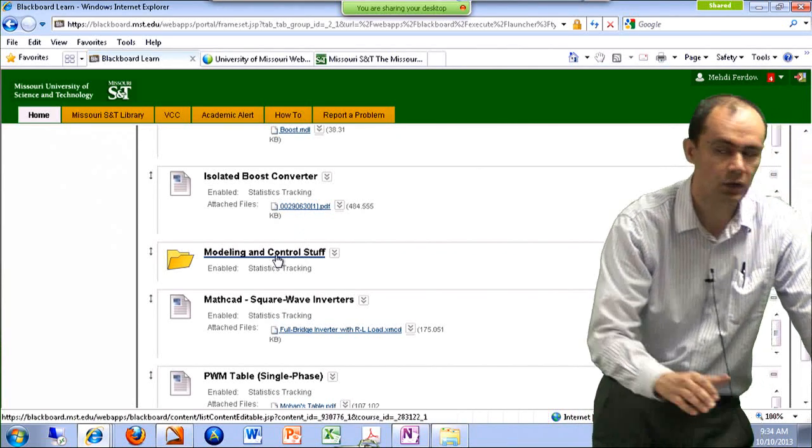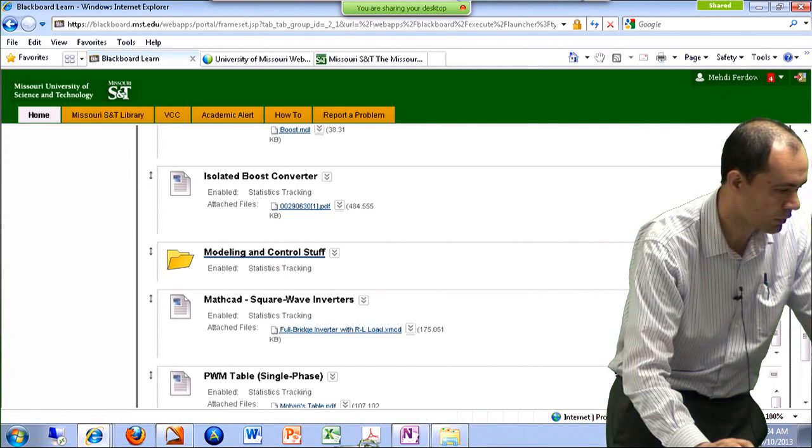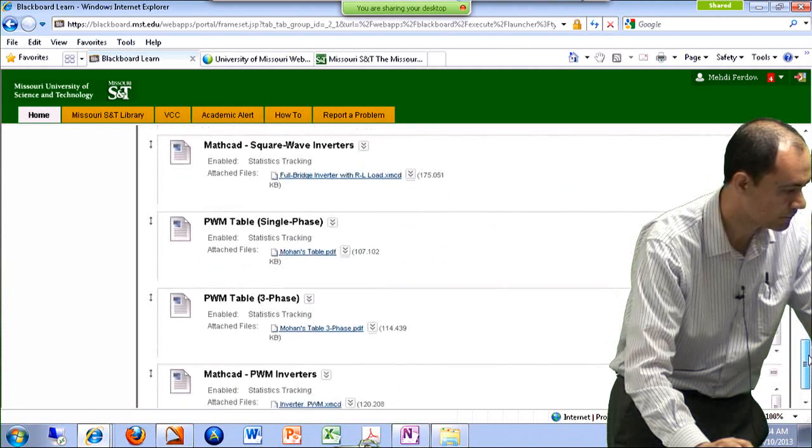Then later we're going to talk about modeling and controller stuff. So these are mostly futuristic, the stuff that we haven't really covered yet.